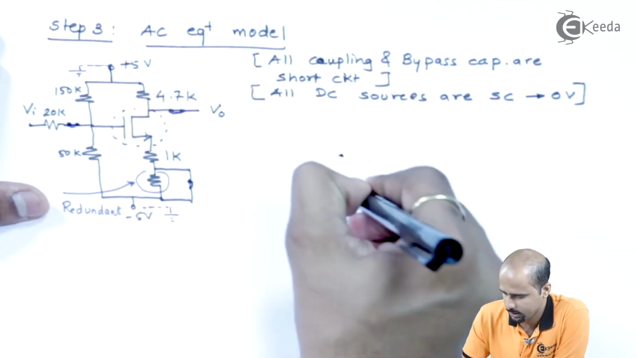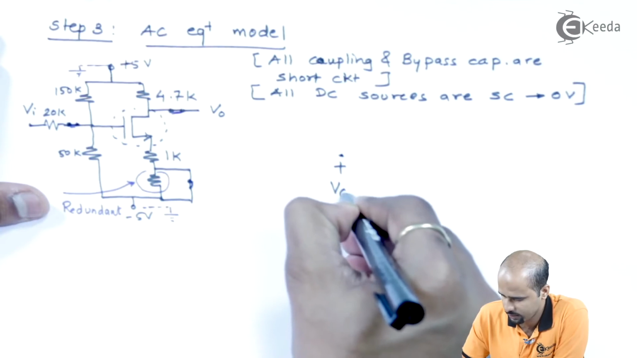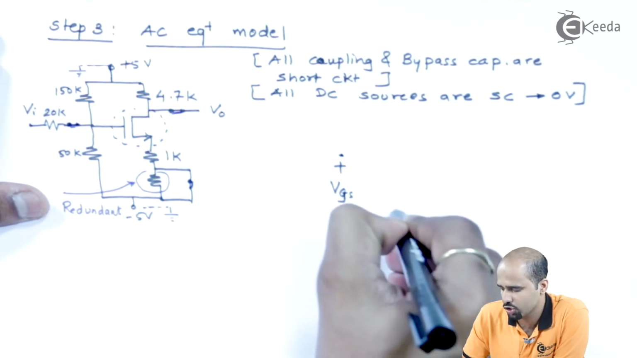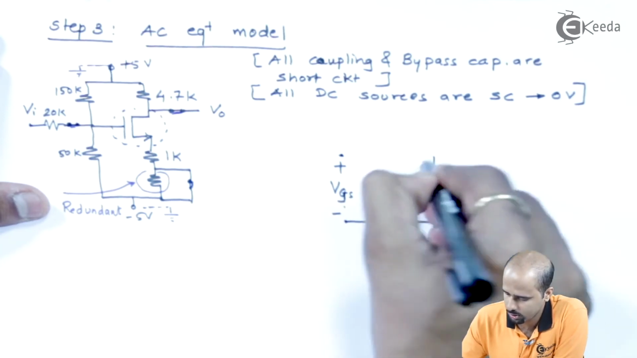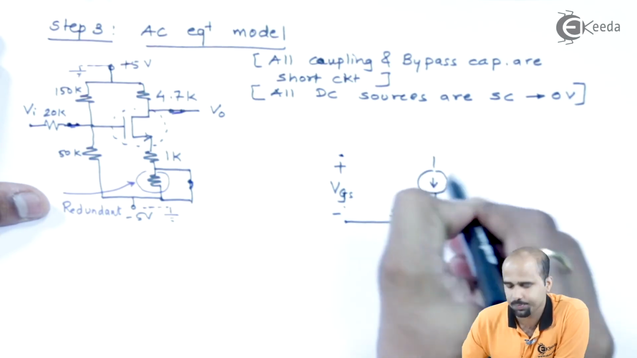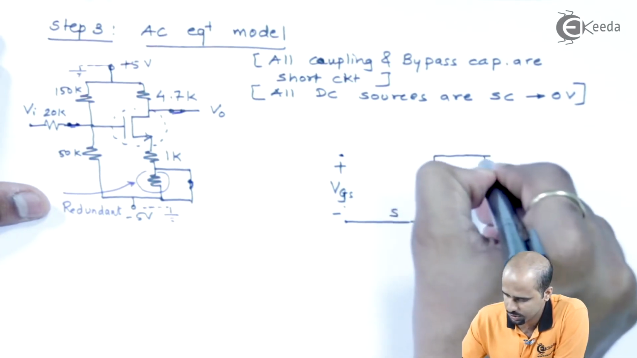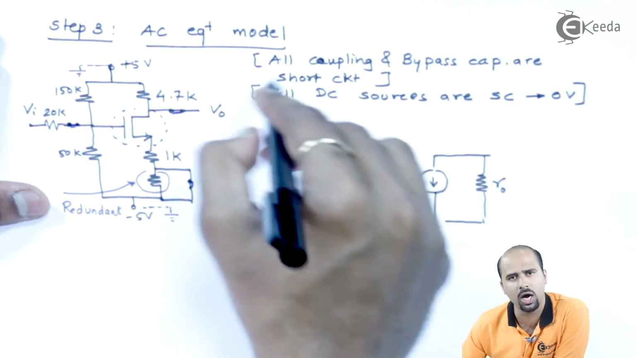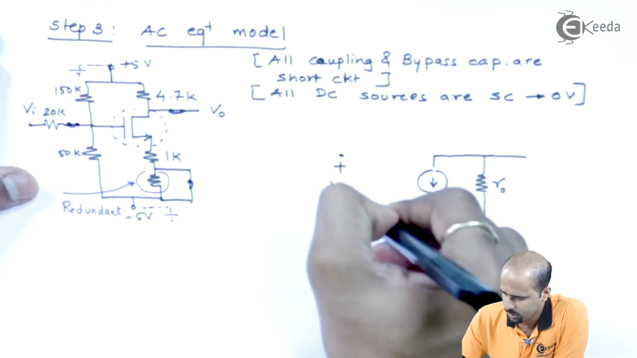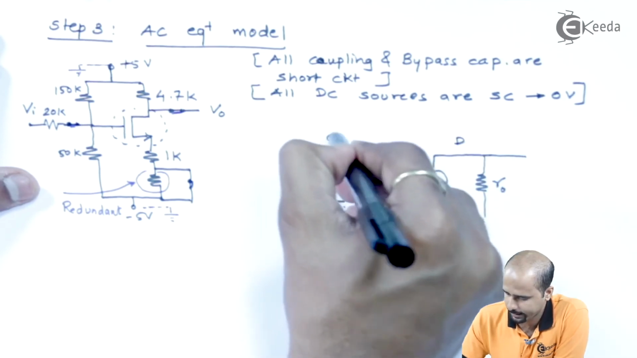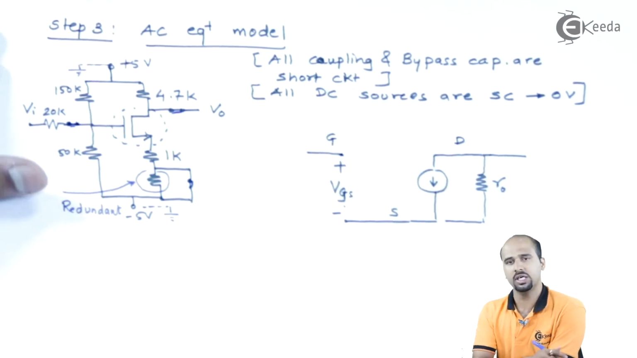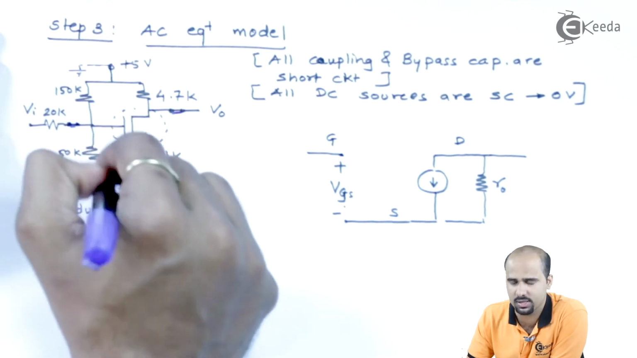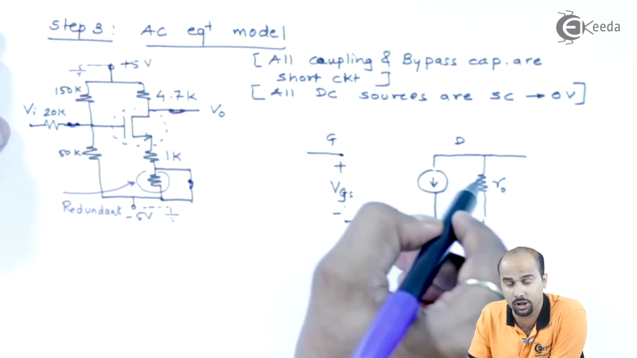So let's try. This is plus VGS, minus connected to the source. Then this will be GM. Okay, this is your value of RD, small rd, or I can say small RO, output resistance, and drain, source and gate. This is how the model of the particular transistor looks, right? Now we will just connect all these resistances with respect to all the terminals of the MOSFET.